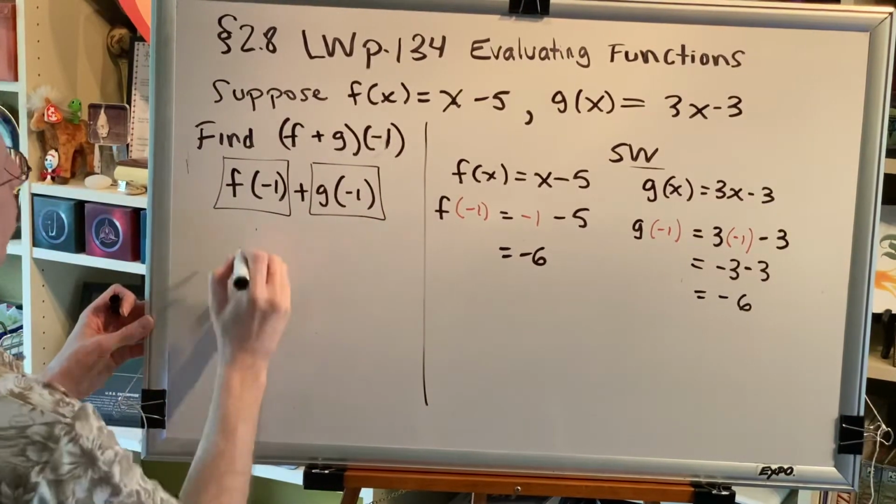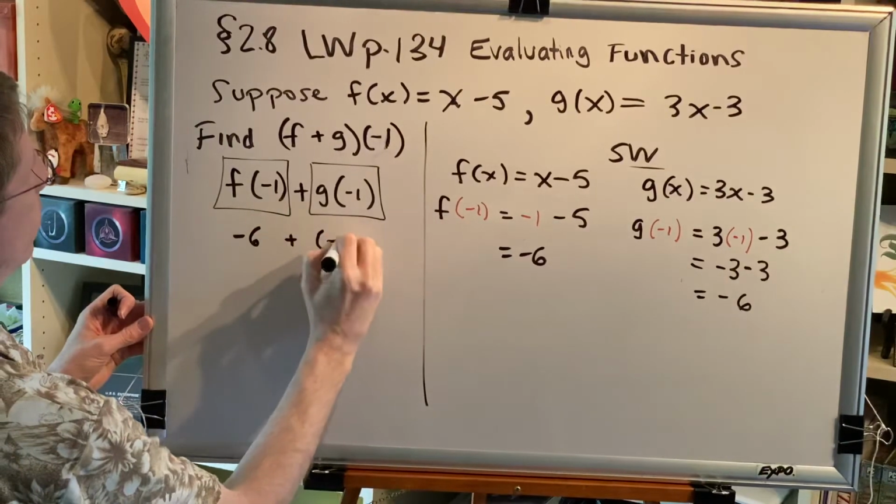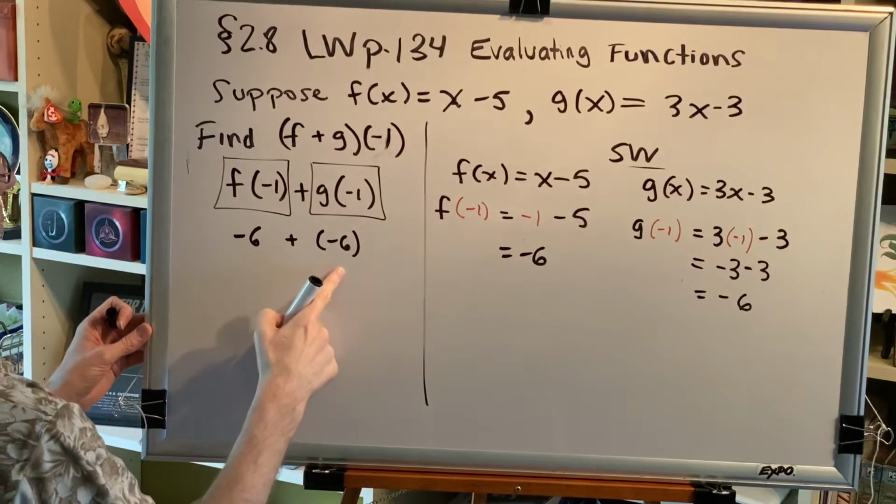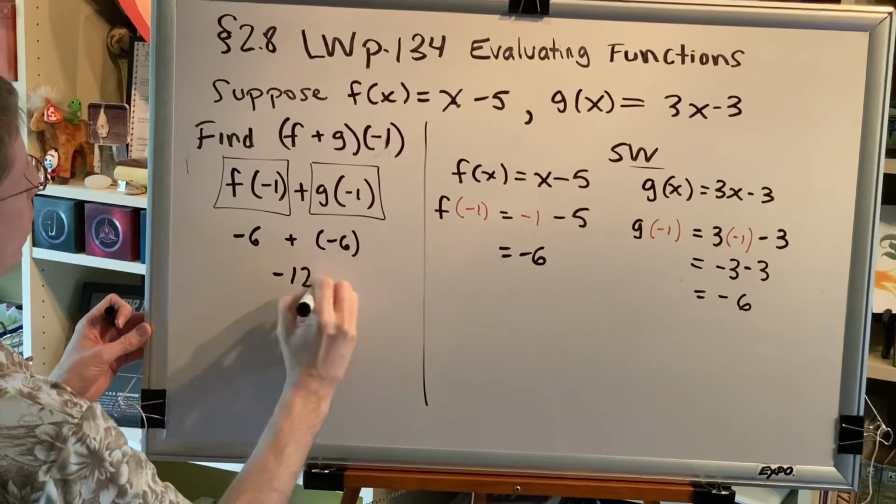Putting those back in our original problem, we get -6 plus -6. Negative plus negative makes even more negative. The answer is -12.